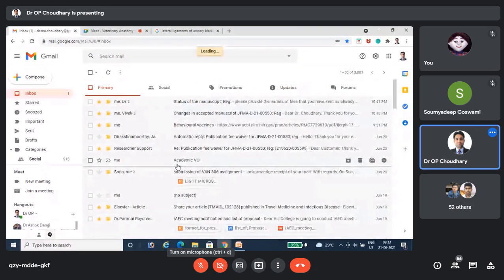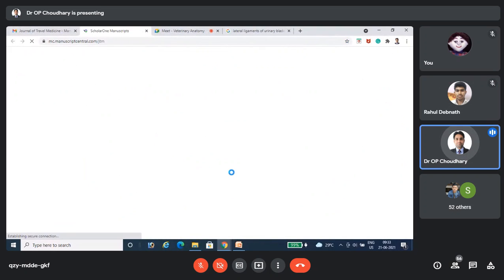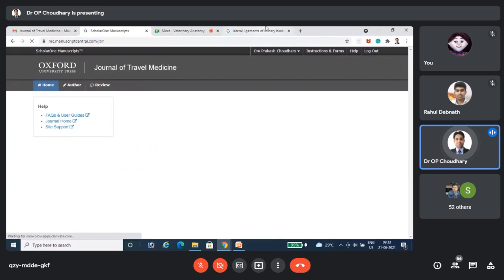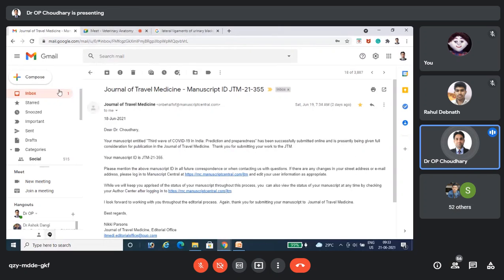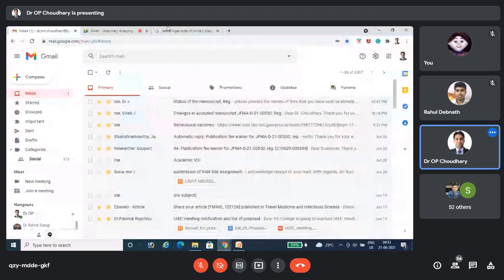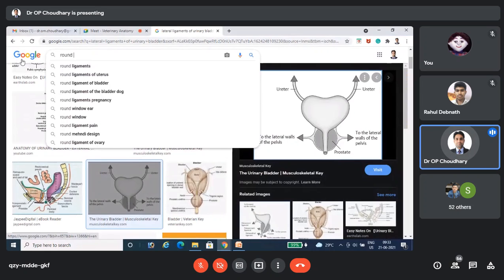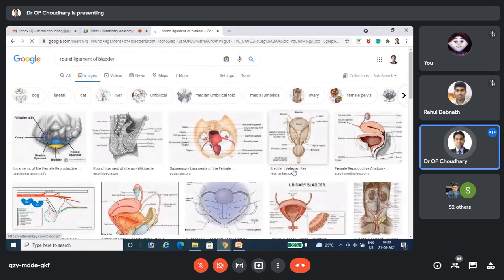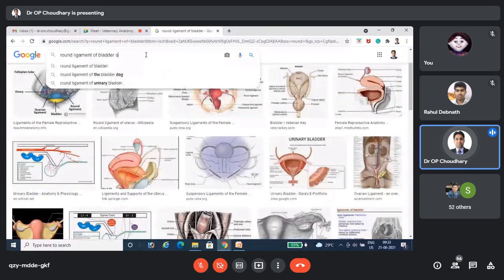Anything else? Why will the round ligament be present? The round ligament is a remnant only. It is present over the ventral aspect, and it is a remnant only. I will show you that in the fetus when I go through the embryology with you. So I will explain it in that portion. Round ligament, urinary bladder. It's not clear actually. You can see, no, it's not visible here. I will have to mention the round ligament later.